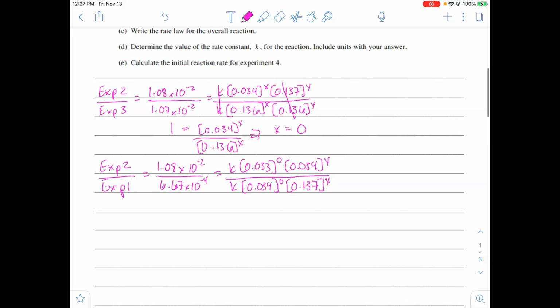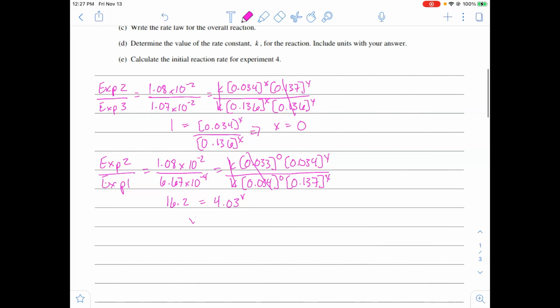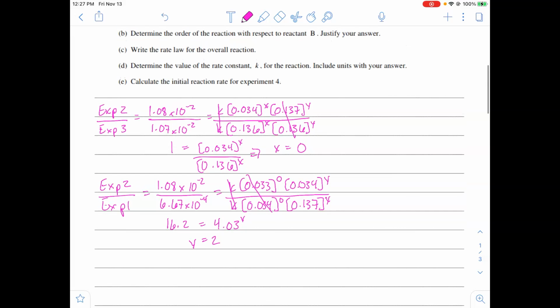Now, when we calculate this out, for our rates this comes down to 16.2 equals 4.03 raised to the Y, because our K's cancel and our A's cancel out. This means Y equals 2. Therefore, this reaction is 0 order with respect to A and 2nd order with respect to B.